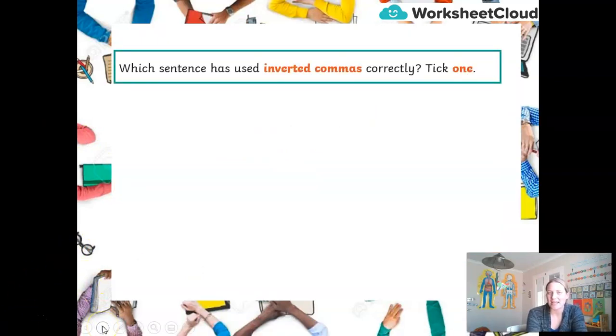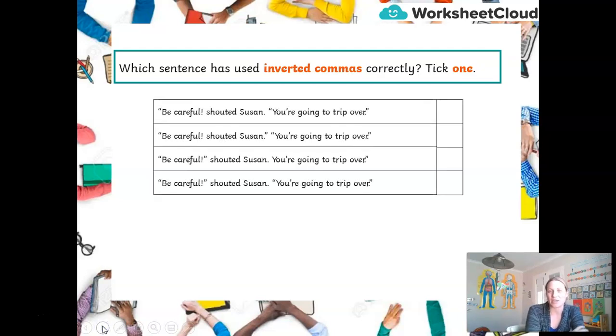Which sentence has used inverted commas correctly? Tick 1. Now, is there another word for inverted commas? That's right, speech marks. So inverted commas are the same as speech marks. And again, there is a lesson on direct and indirect speech that you can go and watch, and also a separate lesson on punctuating direct speech. So here we go. I've got 4 sentences. You have to decide which one is punctuated correctly. They all say the same thing. Be careful, shouted Susan. You're going to trip over.